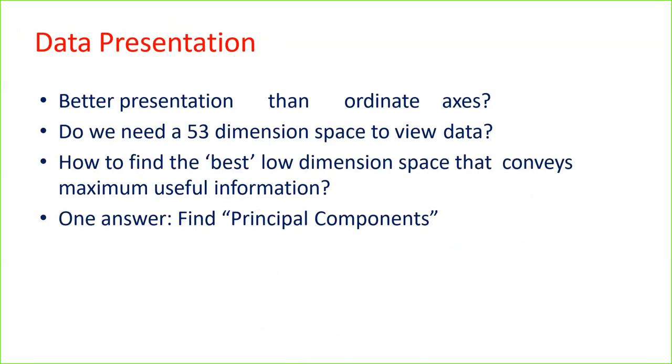So the question is, can we have a better presentation than the ordinate axis? And from there, principal component analysis is evaluated. It means if you have a 53 dimensional space, do we need 53 dimensional space to view the data? It's not possible. So how to find the best low dimensional space that conveys maximum useful information is the question that principal component analysis is addressing. So we look for the principal components that preserve most of the useful information while projecting the data onto some lower dimensional space.